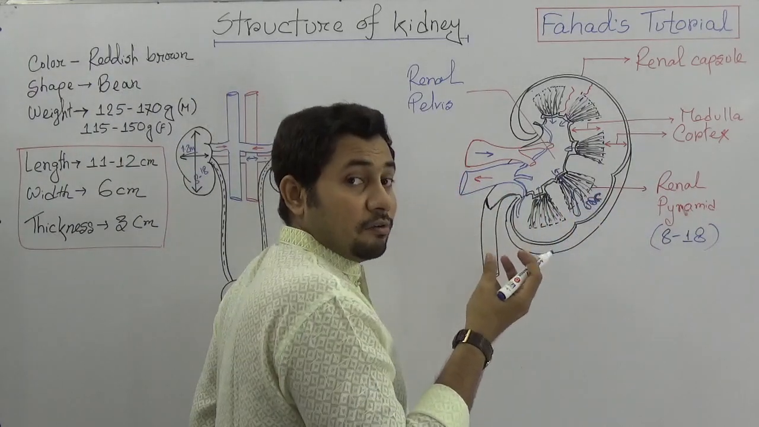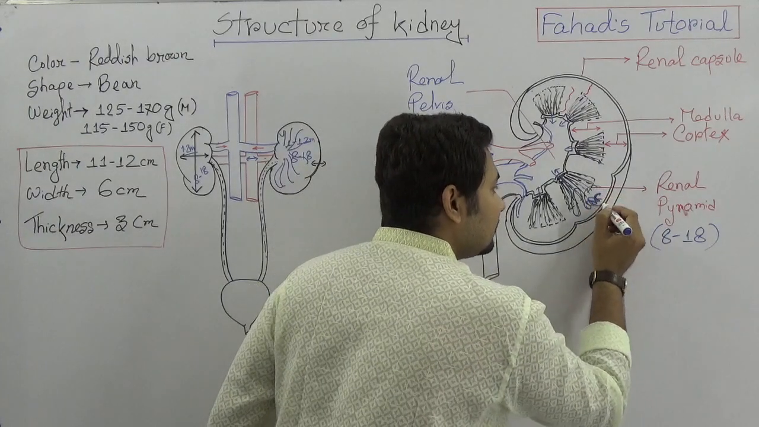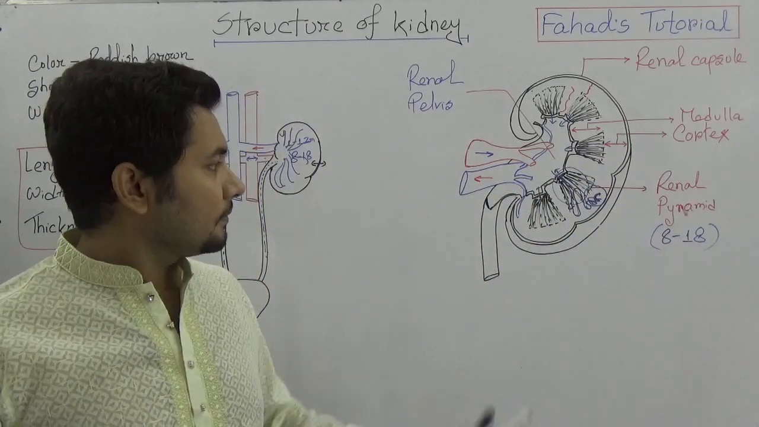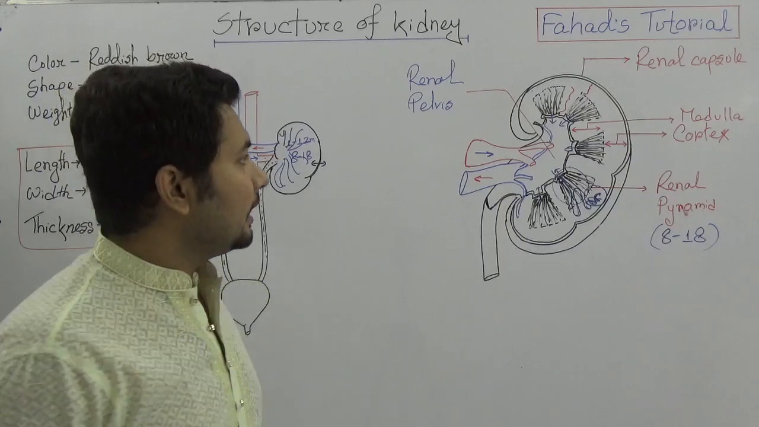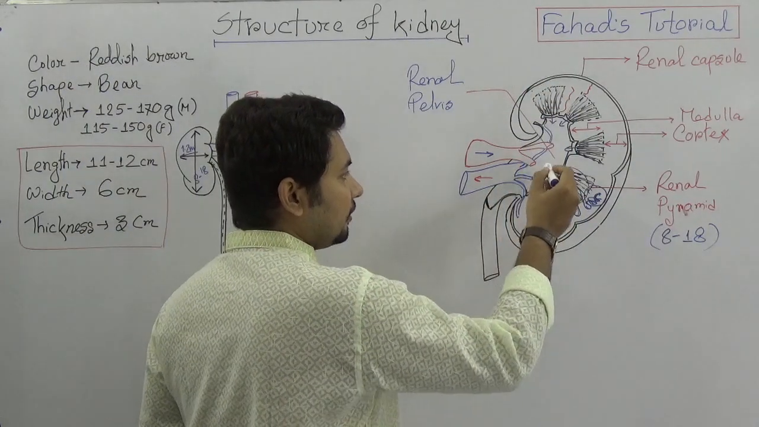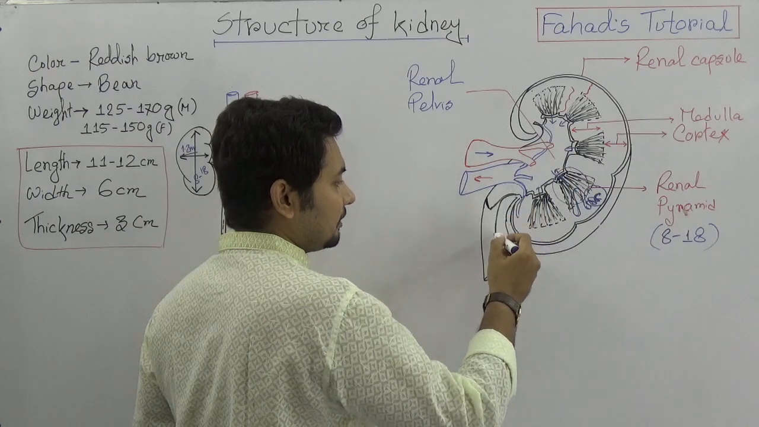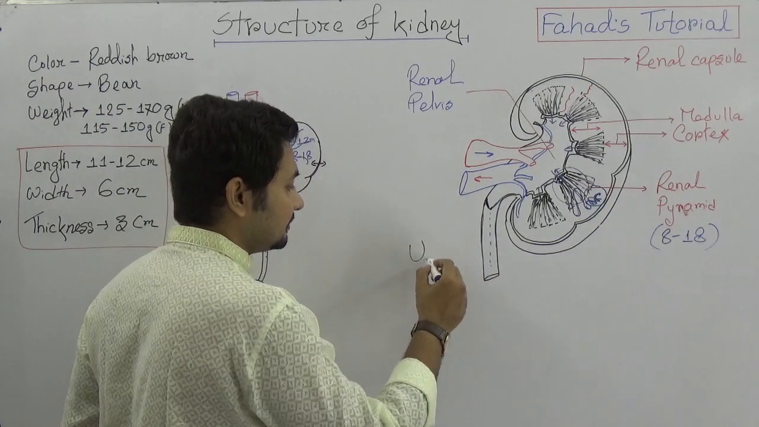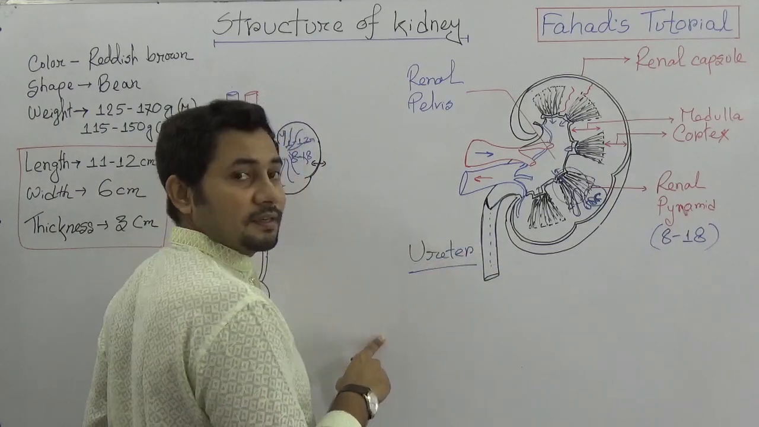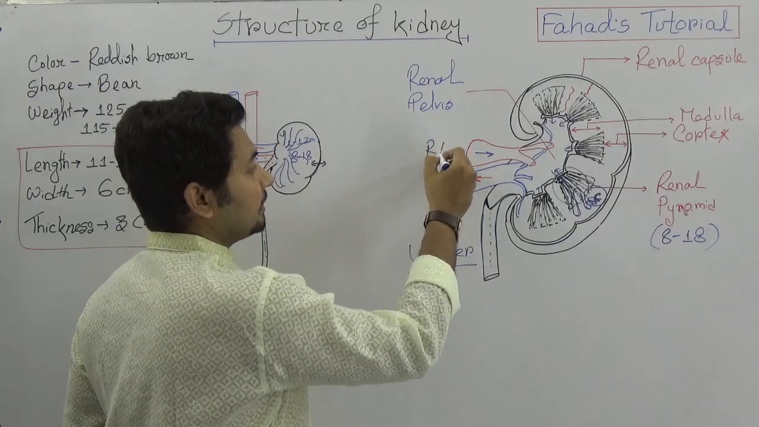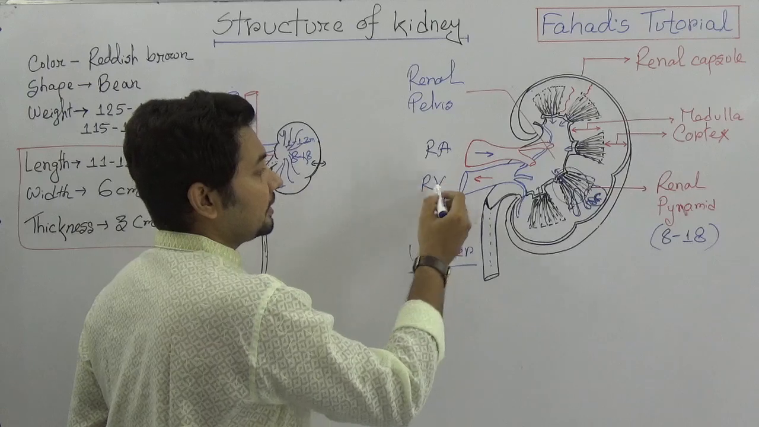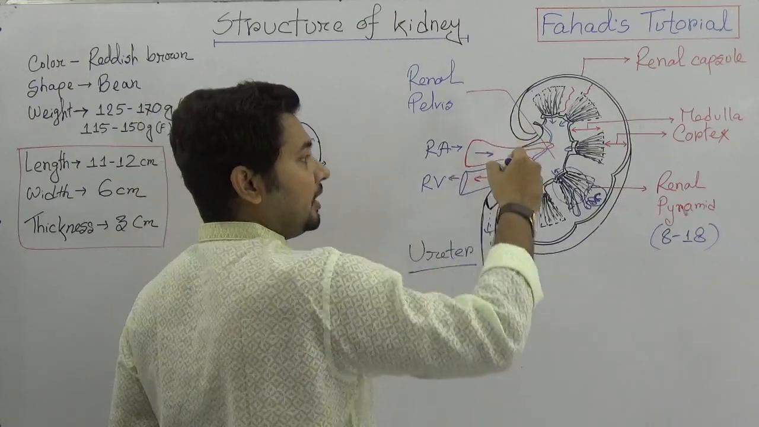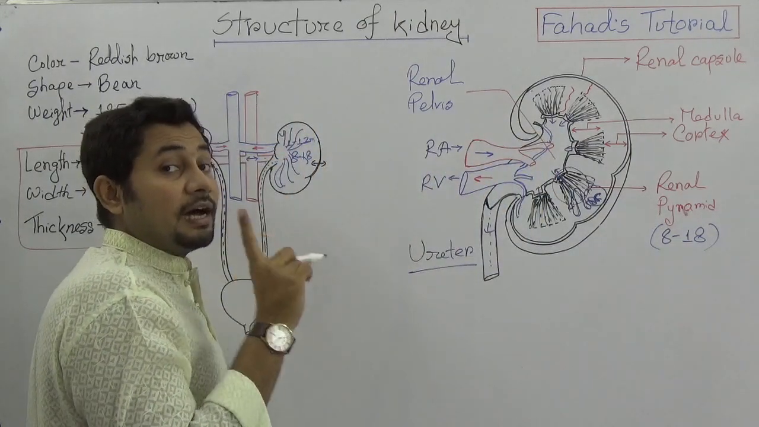So some part of the nephron lies in the cortex, and some part lies in the medulla. This is very important. And you know that from the renal pelvis, the part which is coming out is the ureter. The red one is the renal artery, the bluish one is the renal vein. It is entering, and this is coming out. And the part where it is coming in and going out is the hilus.